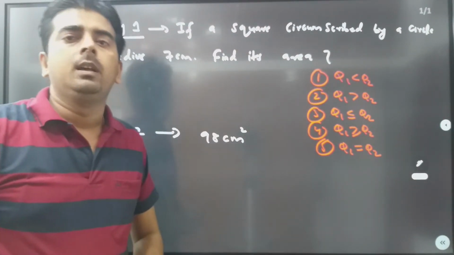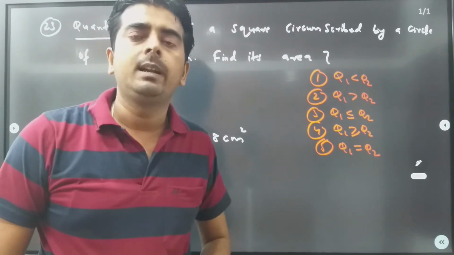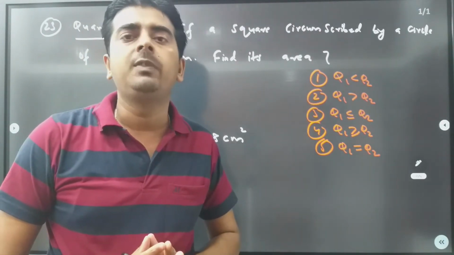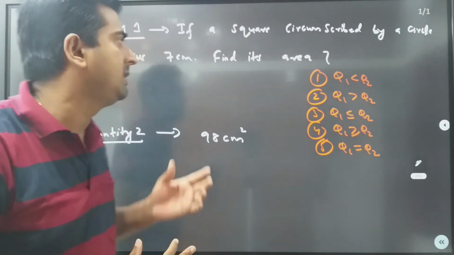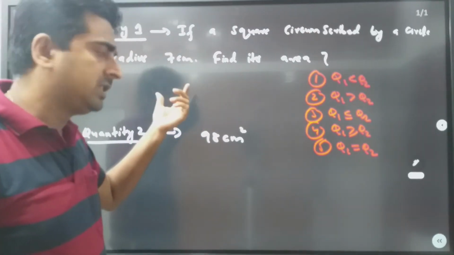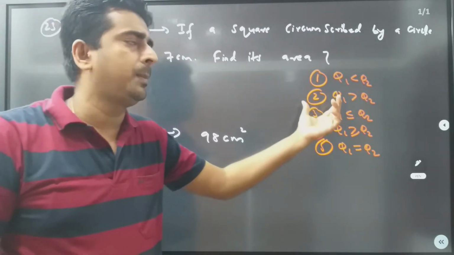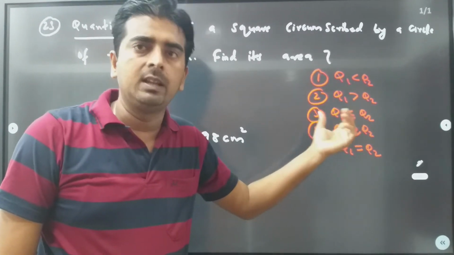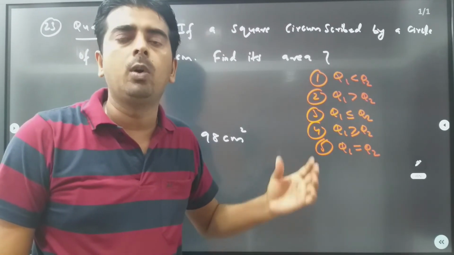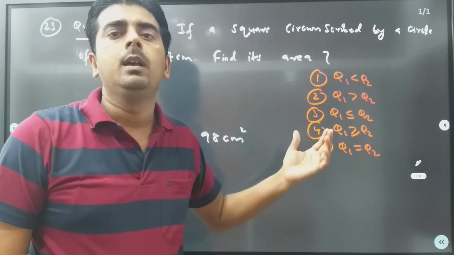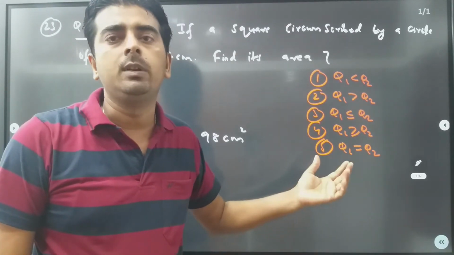Now we will see quantity 1, quantity 2 questions. I have already solved these in my previous video also. They will give you two quantities, quantity 1 and quantity 2, and then based upon that they will give you the options. You need to compare whether Q1 is less than Q2, or Q1 is greater than Q2, or Q1 is greater than or equal to Q2, or Q1 is less than or equal to Q2, or Q1 is equal to Q2.